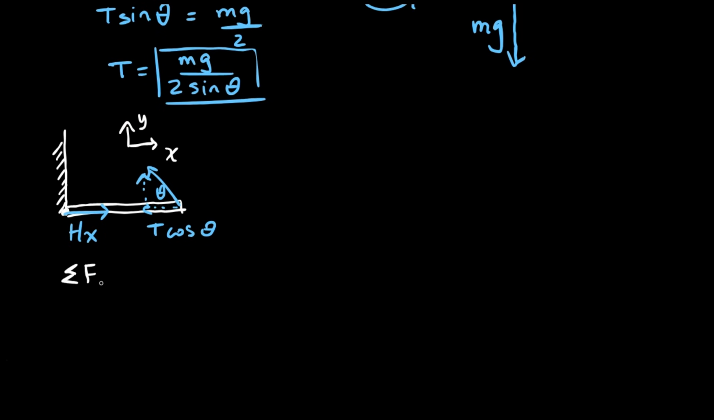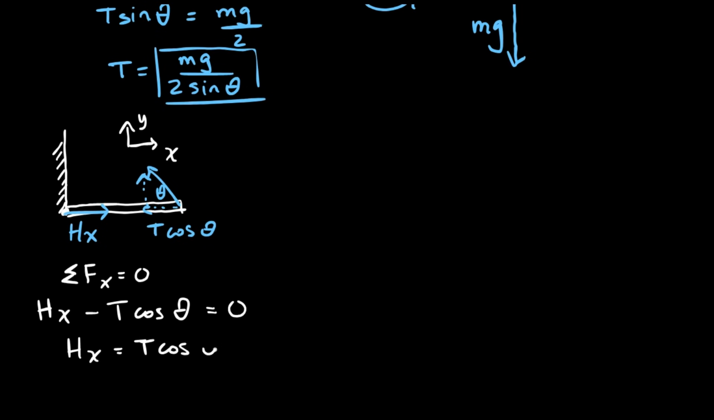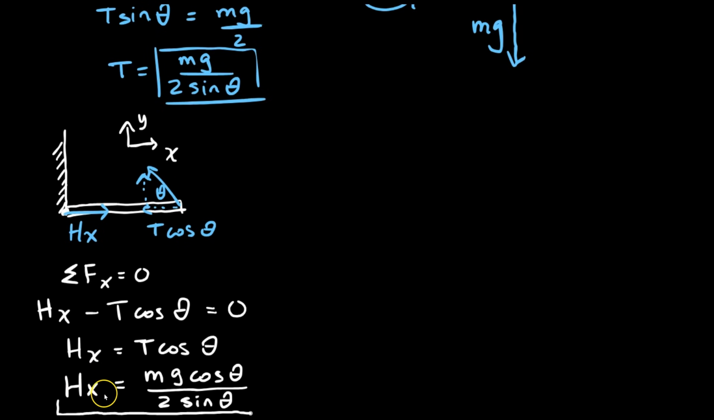Because the rod is not moving, it's not accelerating, the net force in the x direction will be equal to 0. The net force in the x direction will be Hx minus T cosine theta, and that will be equal to 0. We're going to isolate Hx, which will be equal to T cosine theta. We previously solved for tension, and we take that value and substitute that in here. We get that Hx, the x component of the hinge force, is equal to mg cosine theta divided by 2 sine theta. Now we're going to analyze the vertical forces.